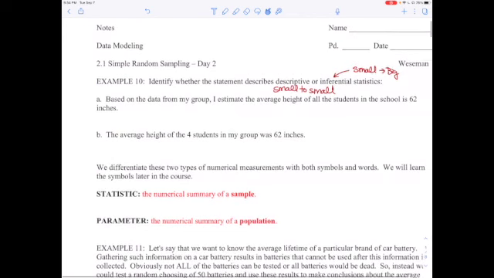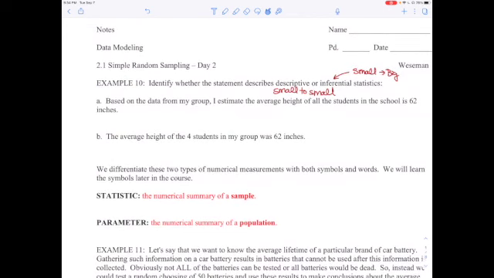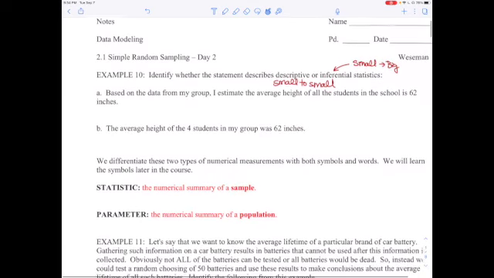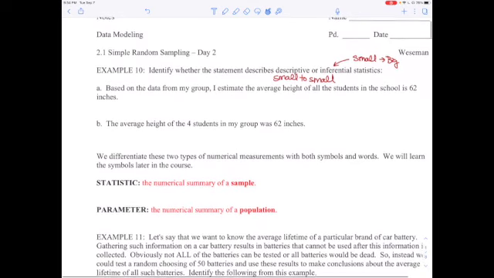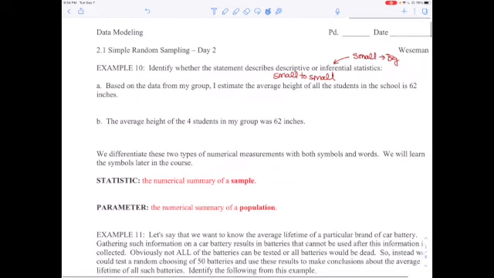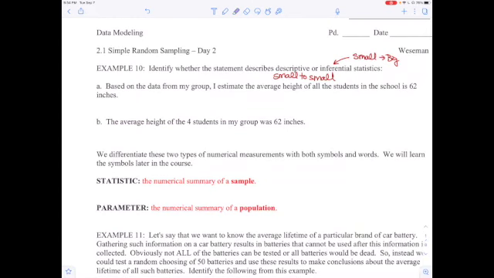Based on the data of my group, that's from before, I estimated the average height of all the students in the school is 62 inches. So here's a couple things you have to keep in mind. Based on the data from my group, I estimate the average height of all the students in the school is 62 inches. So is that descriptive or is that inferential? Pause the video and answer question A and B.